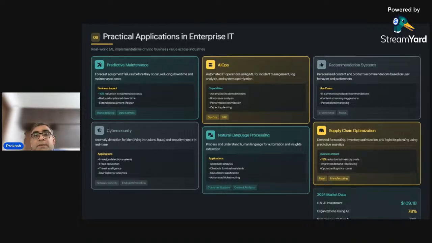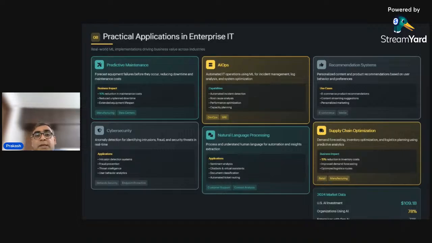AI ops, where you try to find those patterns in operations. Different observability tools are out there to help you, and nowadays they are also, I would say, trained in an AI kind of setup. Recommendation is in cybersecurity. All those are great examples.